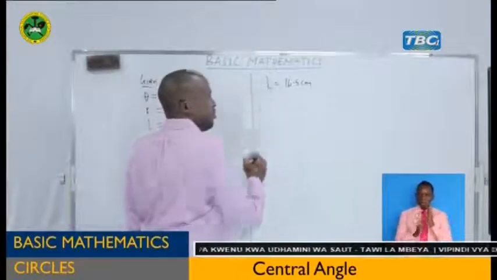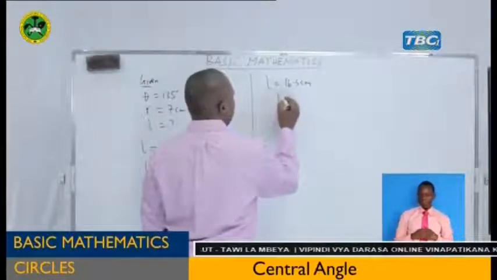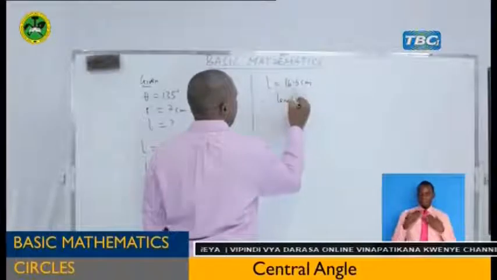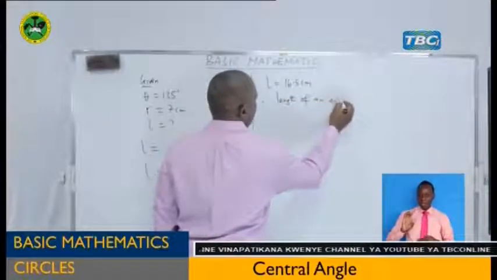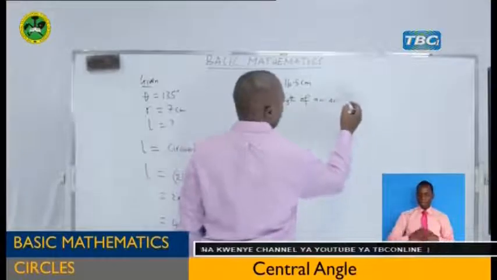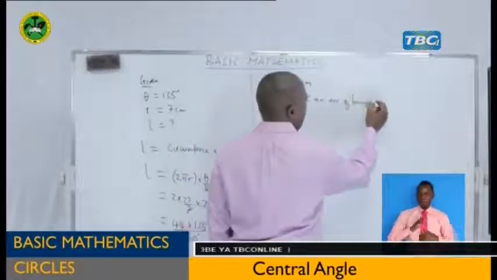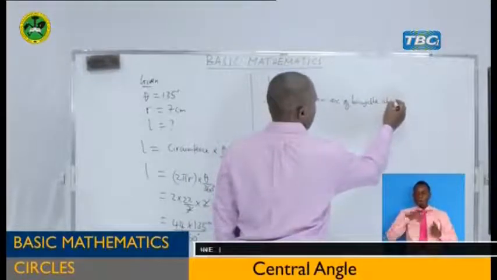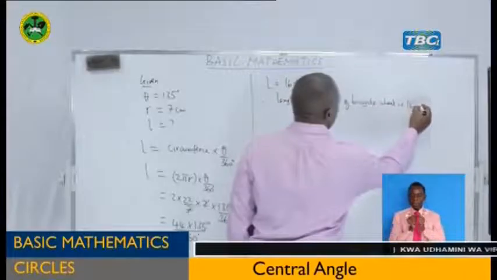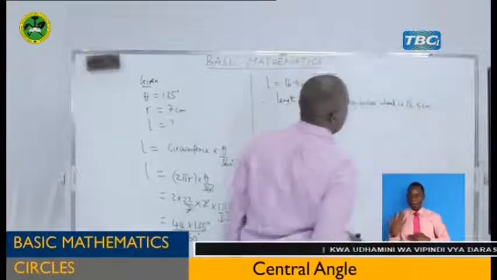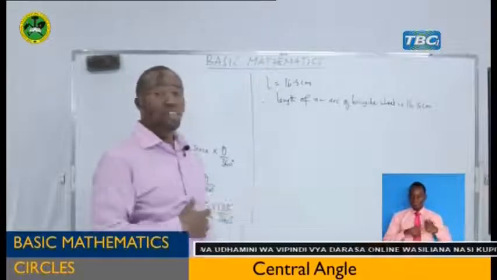Therefore, the length of an arc of the bicycle wheel is 16.5 centimeters. So, dear students, let us proceed with another question.